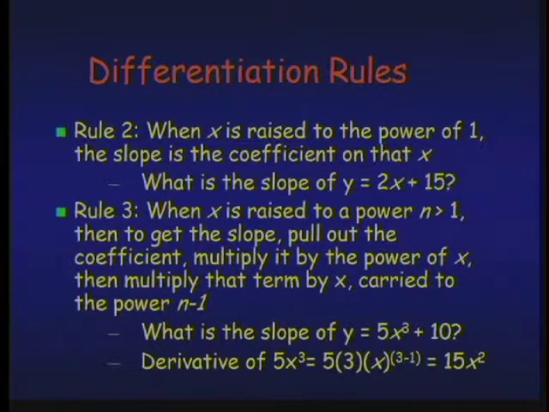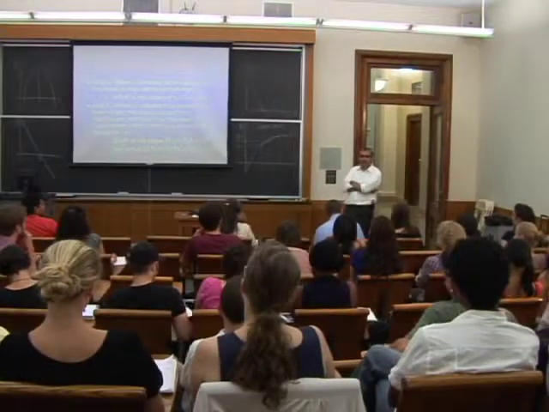Rule 3: when x is raised to some power n, greater than 1, but an integer, then to get the slope, you pull out the coefficient. This sounds more complicated than it really is. You pull out the coefficient, you multiply that by the power of x, you multiply that term by x, and you carry it to the power n minus 1. If I read that, I'd have no idea what that meant.